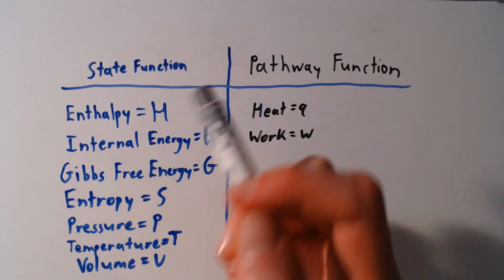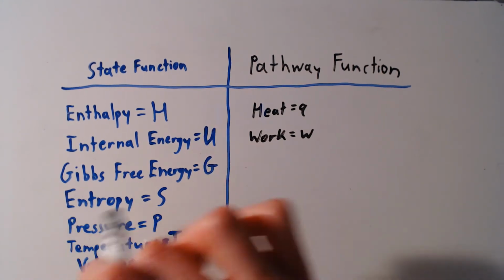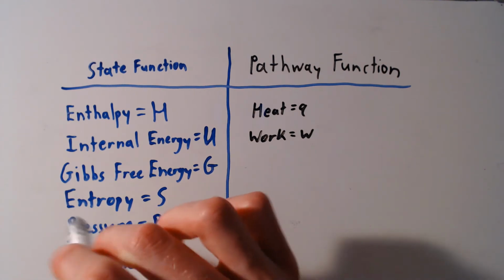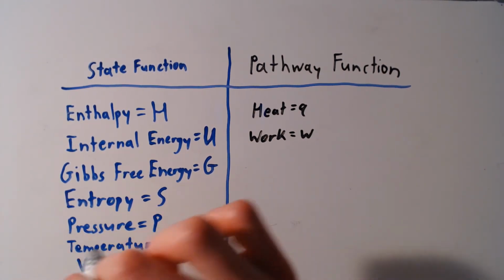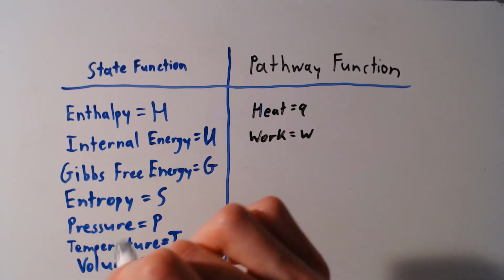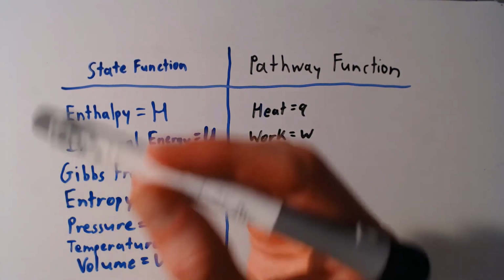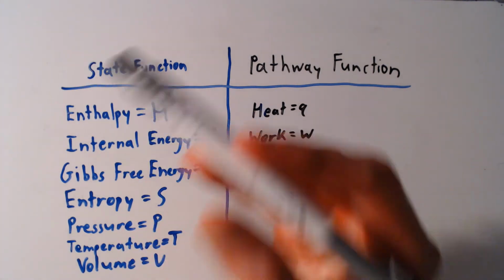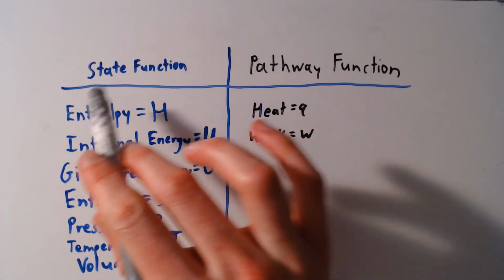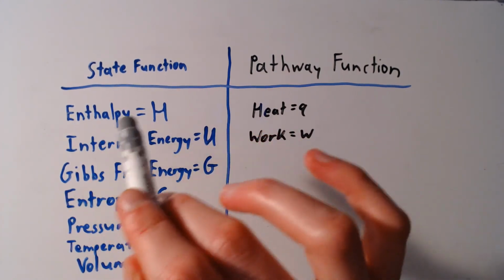Something can have a certain entropy. Something can be at a certain pressure and can remain at that pressure. Something can remain at a certain temperature and can remain in that state at that certain temperature. And something can have a certain volume. It can be at a certain volume at that certain state. These are all state functions because they represent things that can be in states.